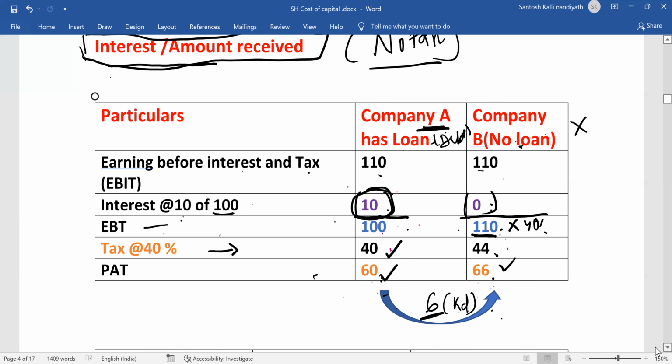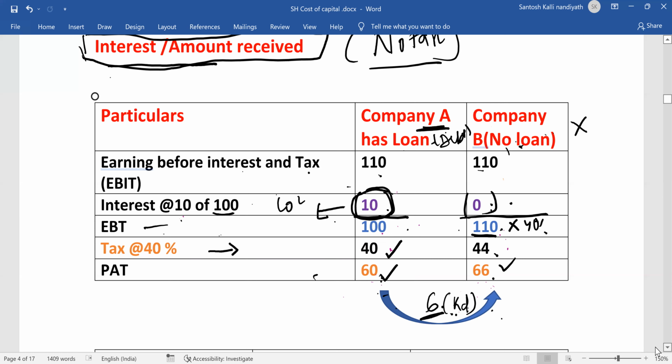What is the difference, and due to what reason is there a difference? The reason is that company A has the loan whereas company B doesn't have the loan. So can I say cost of debt is nothing else but 6? No, you can't.